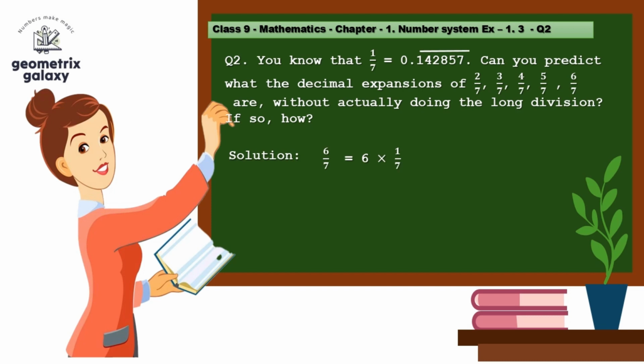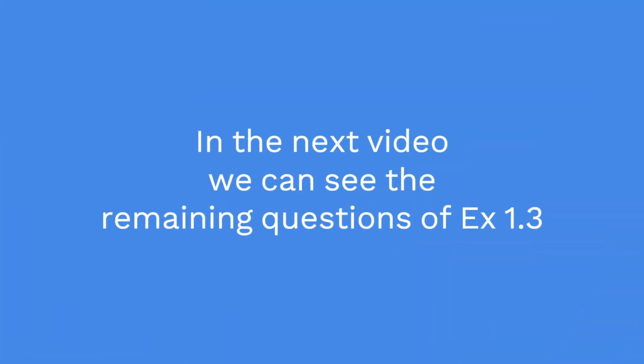Now let us see what is for 6 by 7. 6 by 7 is equal to 6 into 1 by 7. Now 6 into 0.142857 bar. So 6 by 7 is equal to 0.857142 bar.